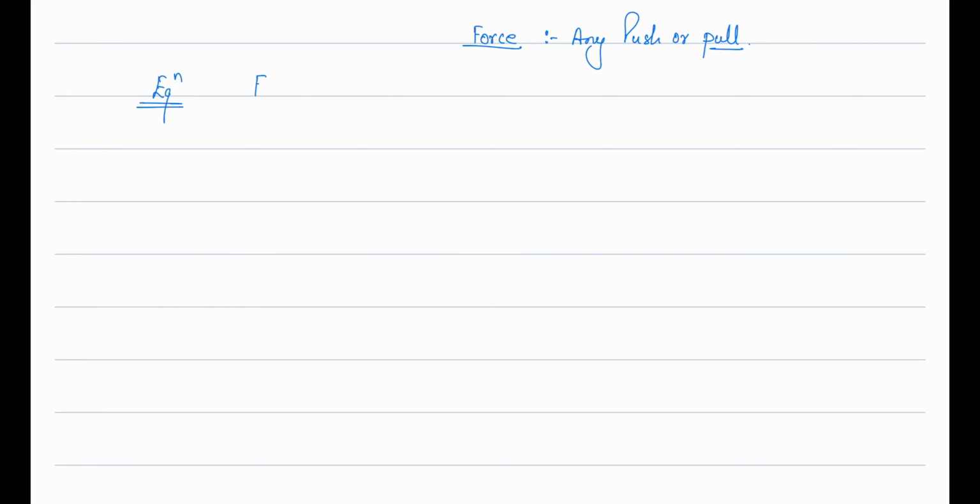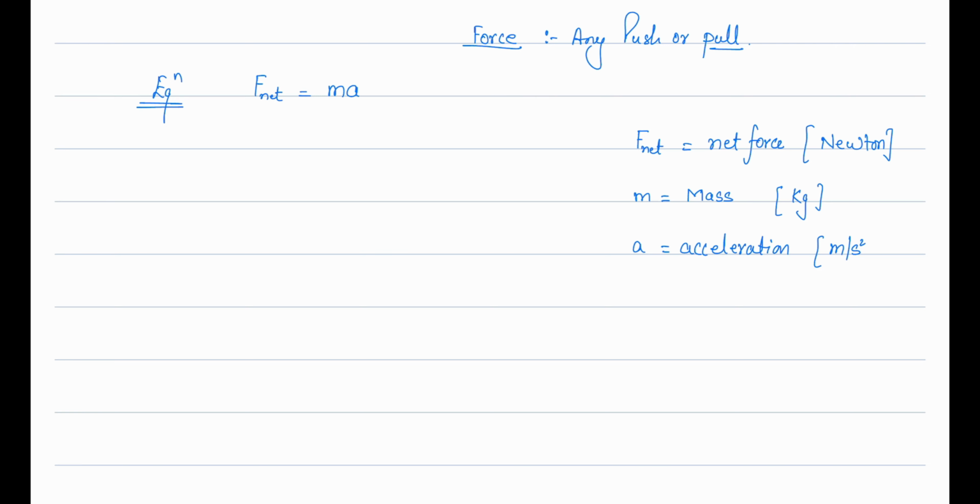The equation is F net, which is called the net force, equals M times A. F net is the net force, and the unit is Newton. Second, M is the mass and the unit is kg, and third is the acceleration. Acceleration is meter per second square.